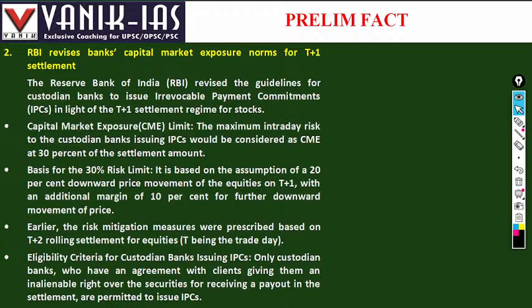Basis for the 30% risk limit: it is based on the assumption of a 20% downward price movement of the equity on T plus 1, with an additional margin of 10% for the downward movement of price. Earlier, the risk mitigation measures were prescribed based on the T plus 2 rolling settlement.